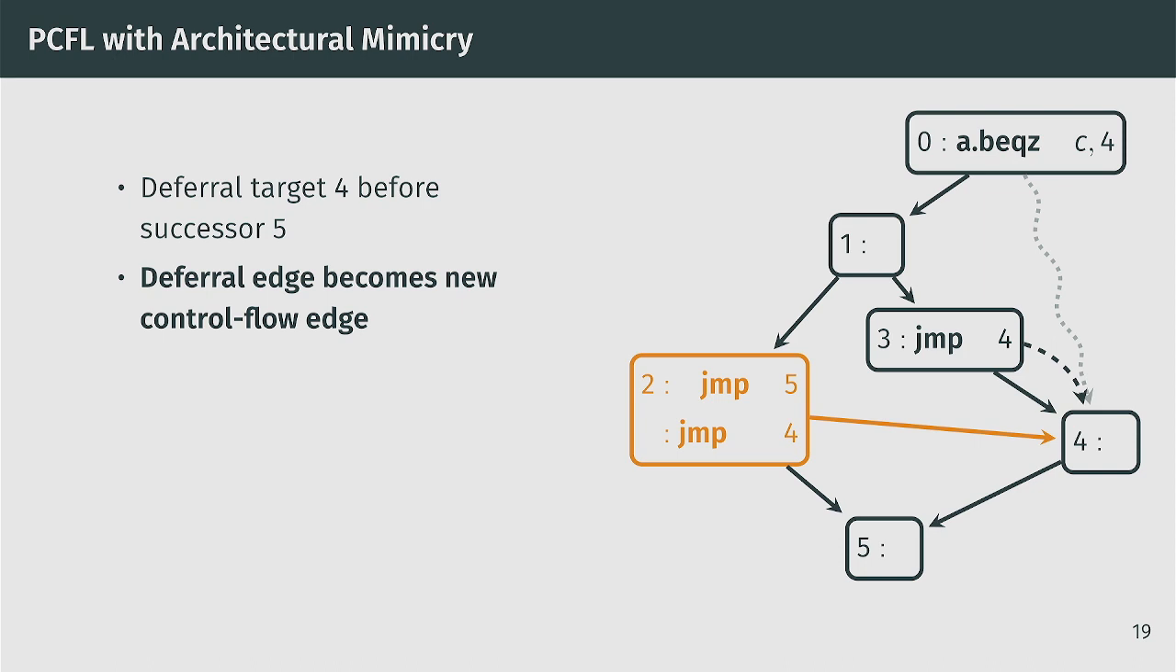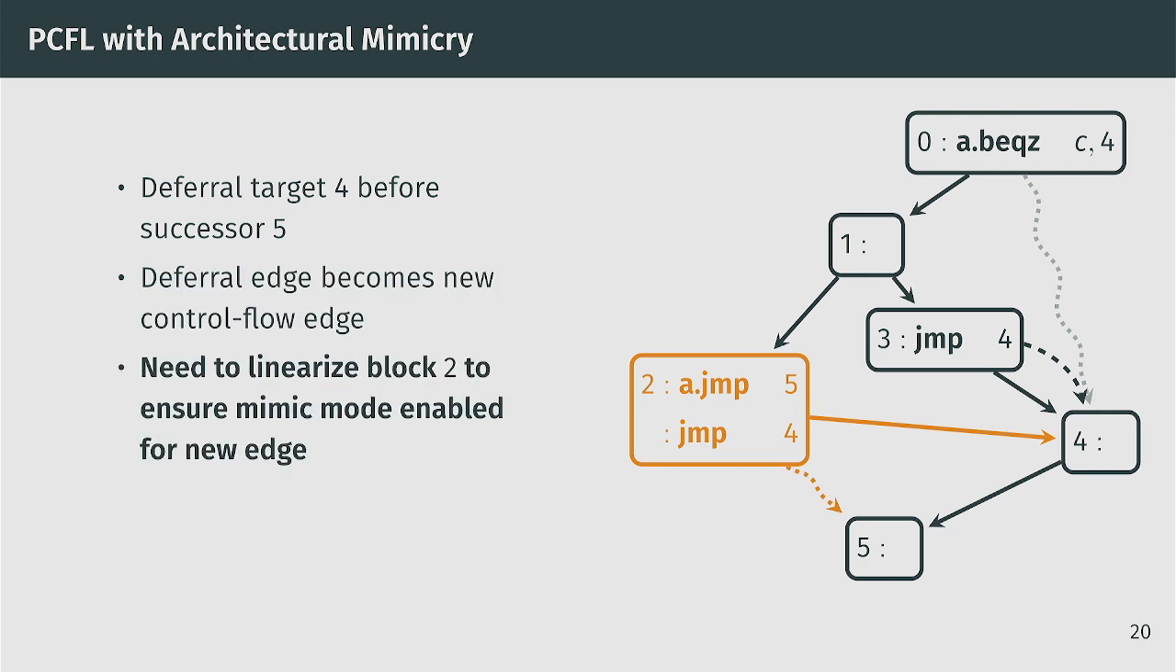So the deferral edge now becomes a new control flow edge, but we don't want to change the behavior of the program by introducing new control flow edges where there weren't any before. So to do this, we can make sure that this newly added edge is only taken in mimic mode. So that's why we can enable mimic mode in block 2.